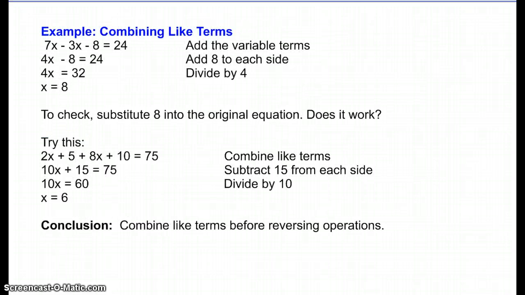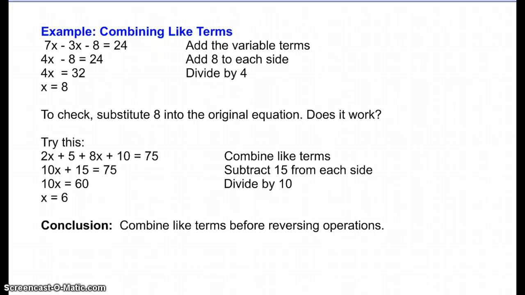The next example shows how you have to combine like terms as one of the steps in solving two-step equations. So here we have 7x minus 3x minus 8 equals 24. Let's combine all those like terms on the left-hand side before we begin. That will be our first step. So we're going to add 7x and -3x. That becomes 4x. So you have 4x minus 8 equals 24.